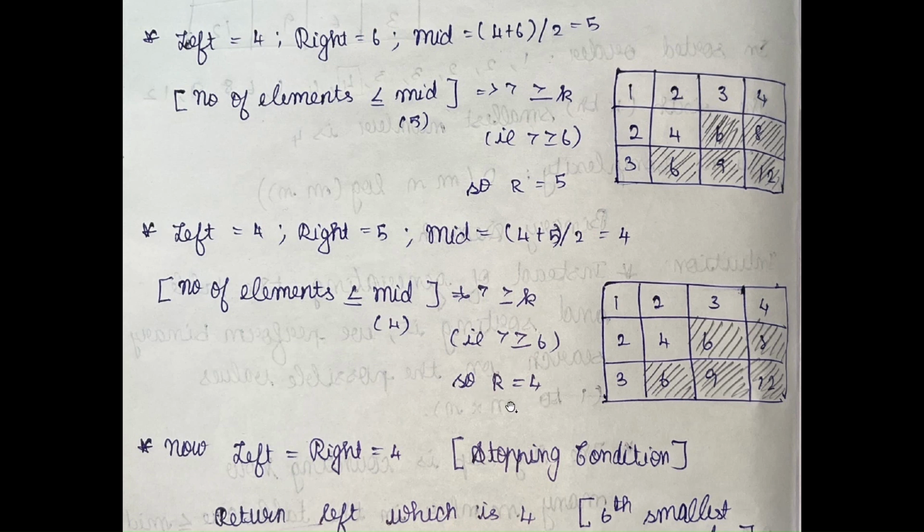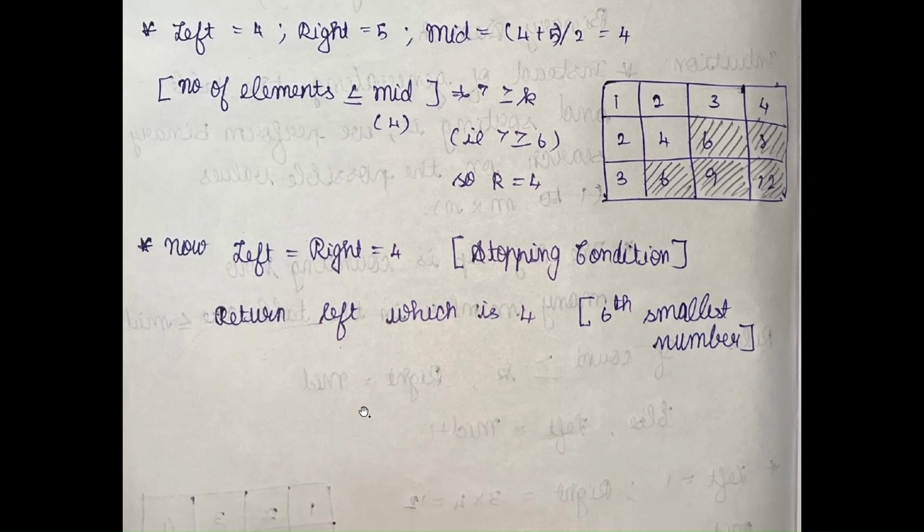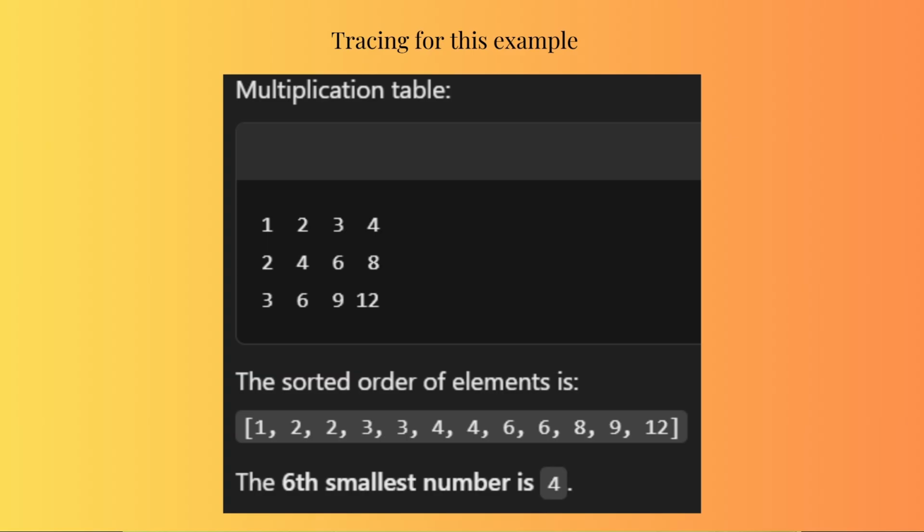And after proceeding, now the left value and the right value are equal to 4, which is the stopping condition. That is, when left is greater than r, we will be returning the left value, which is 4, which is the answer, that is the 6th smallest number. Now let us see the coding part of this problem.